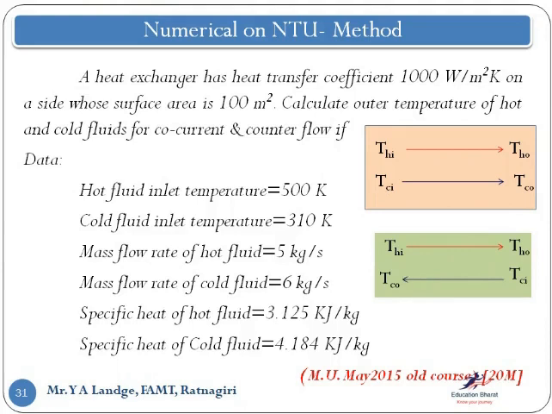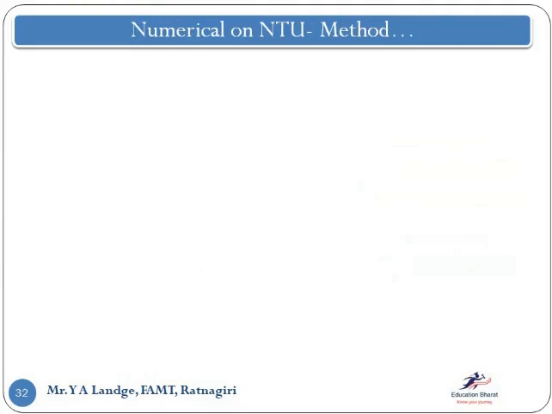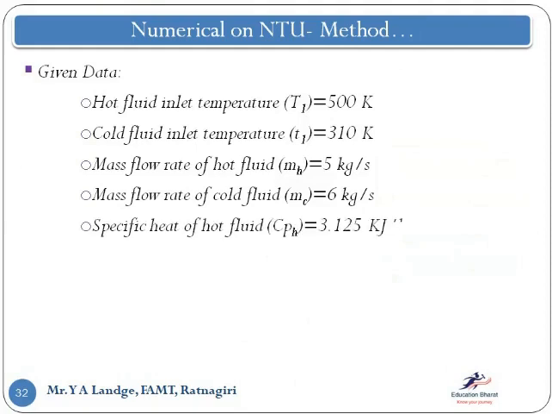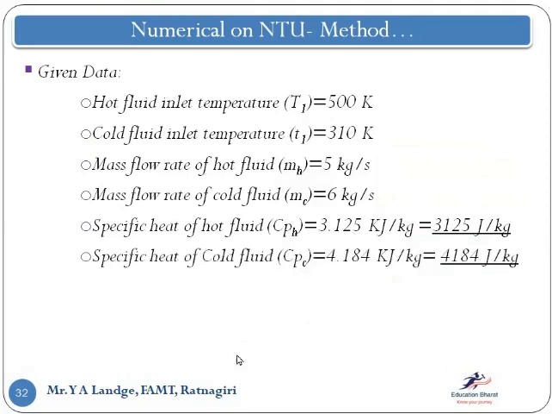So let's see what the steps are for the calculation. As I said, first always write the data and see the unit. If it is not in identical unit, we need to convert it. Just like here, there is no problem for mass flow rate or the temperatures, but the specific heat of the hot fluid, which is given in kilojoule, we need to convert into joule. Similarly for the specific heat of the cold fluid, which is 4.184 kilojoule, convert into joule per kg.